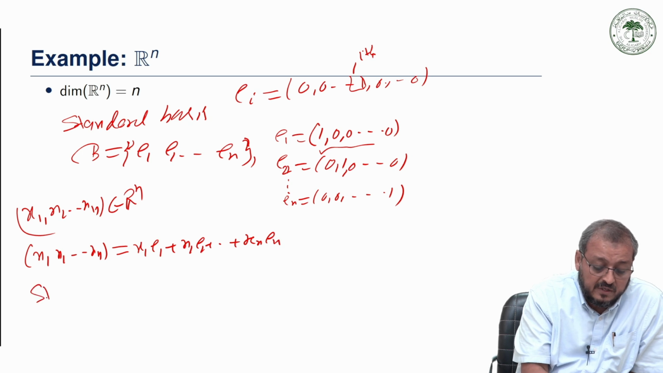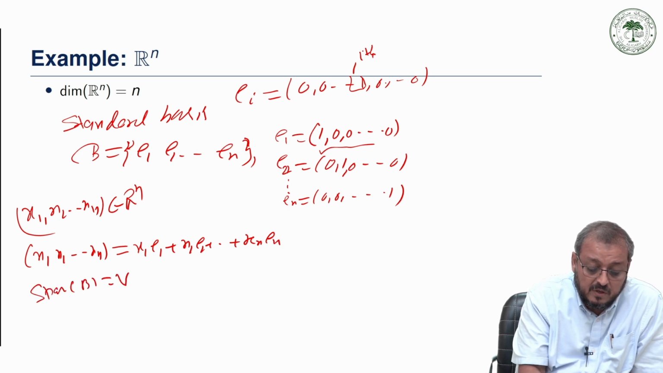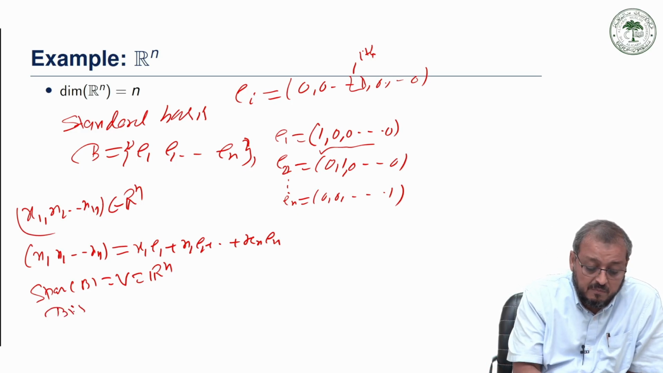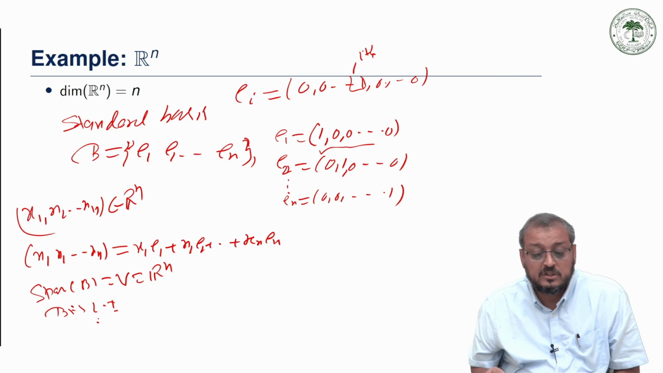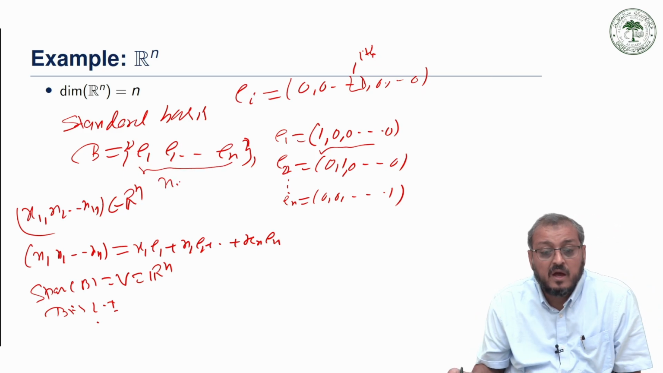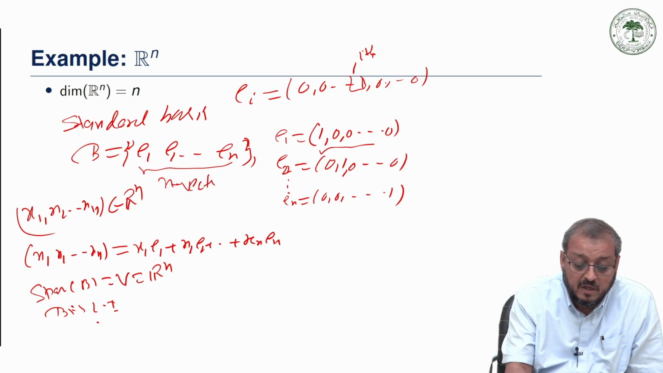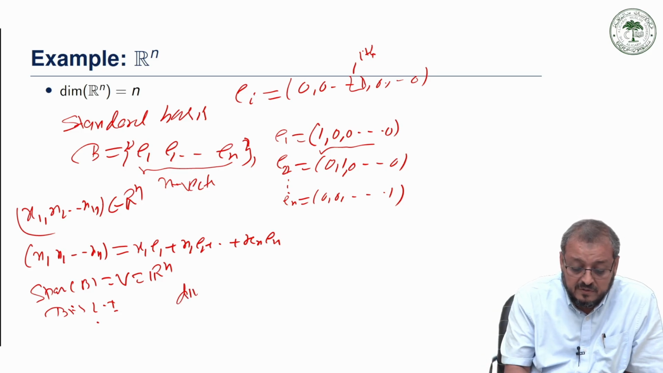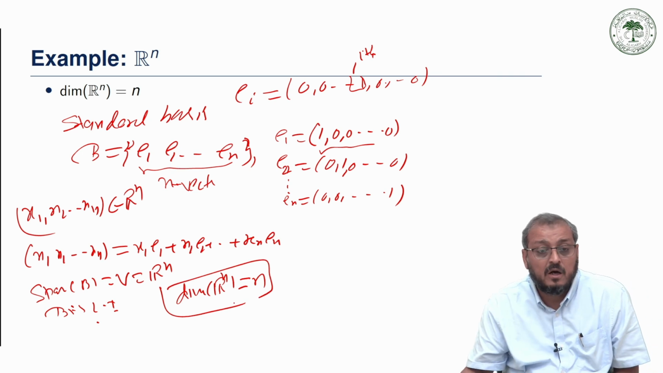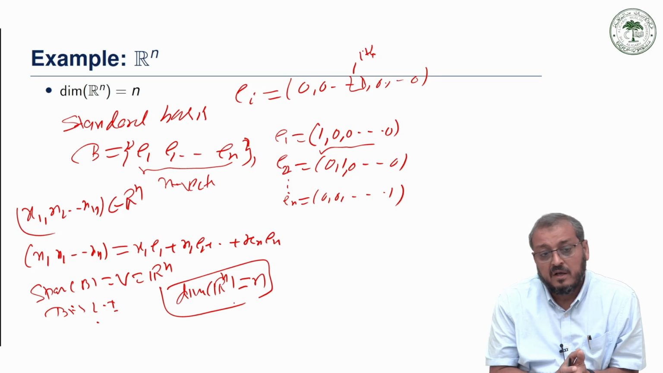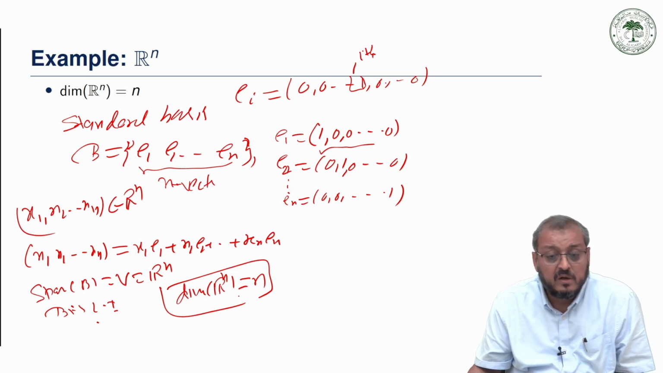So in general, span of B is equal to V, which is R to the power n, and B is also linearly independent. The total number of elements in this basis is equal to n, so these are n vectors and this basis has n elements. So in general, the dimension of R to the power n is equal to n.